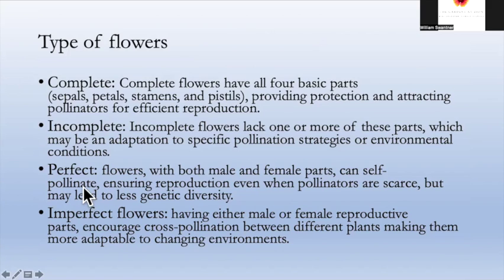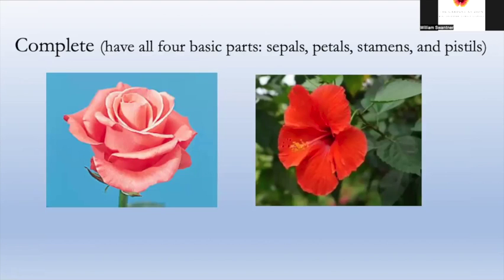Then you have perfect flowers. They contain both male and female parts. They can self-pollinate. And then you have imperfect flowers, which have either male or female, and they require cross-pollination. Well, here are some complete flowers. Rose, hibiscus. They have all four parts.